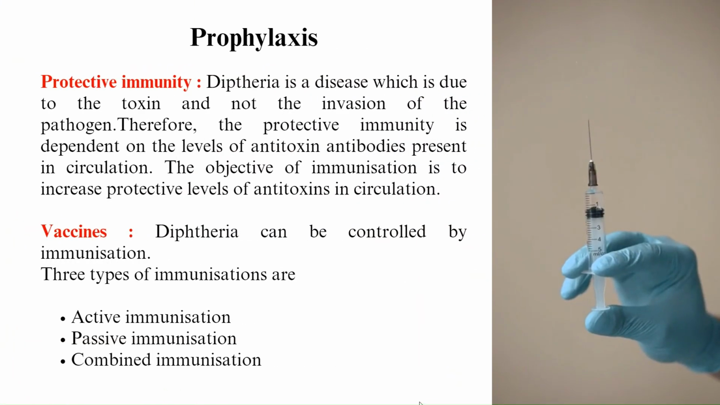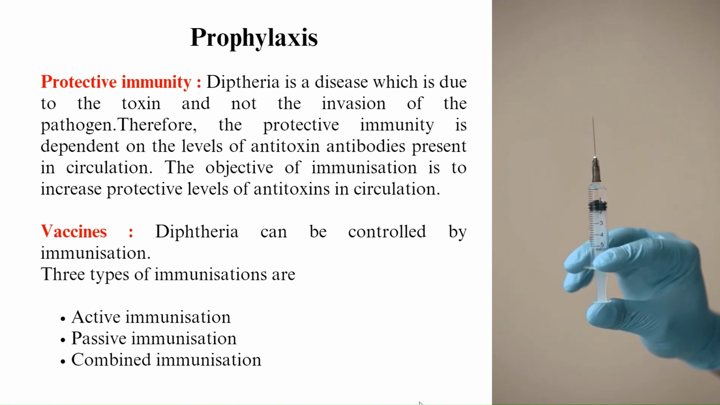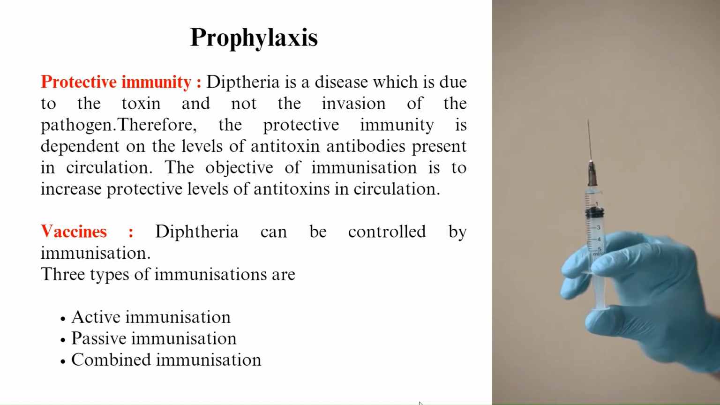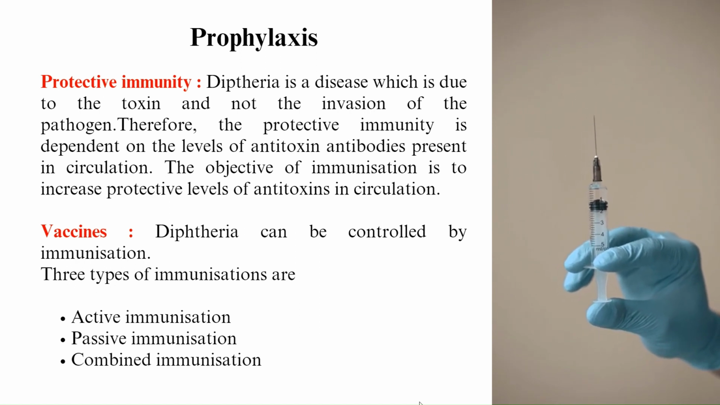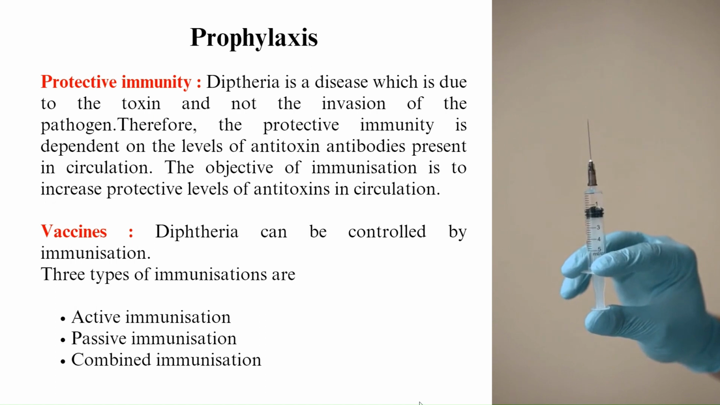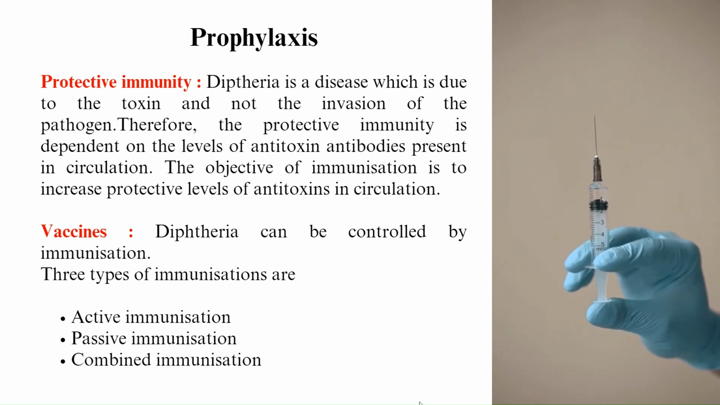Prophylaxis. Protective immunity. Diphtheria is a disease which is due to the toxin and not the invasion of the pathogen. Therefore, the protective immunity is dependent on the levels of antitoxin antibodies present in circulation. The objective of immunization is to increase protective levels of antitoxins in circulation. Vaccines. Diphtheria can be controlled by immunization. 3 types of immunization are active immunization, passive immunization, and combined immunization.